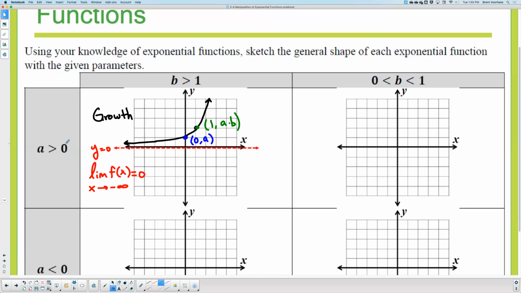So if a is 5, b is 2, 5 times 2 is 10, this point would be (1, 10). That's how that works. This point would be (0, a). Okay, that's growth. Now let's slide over.